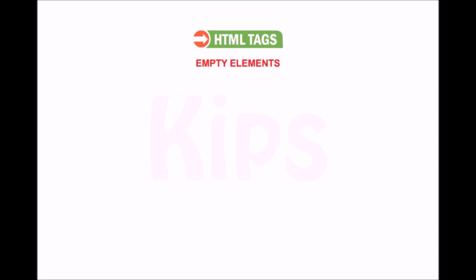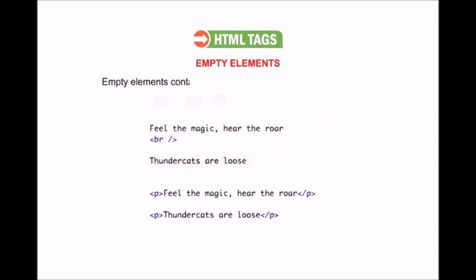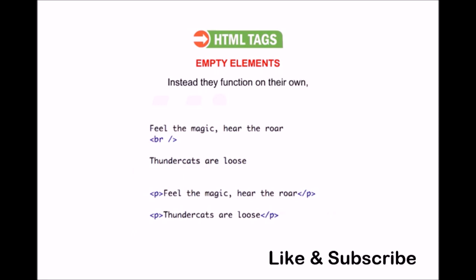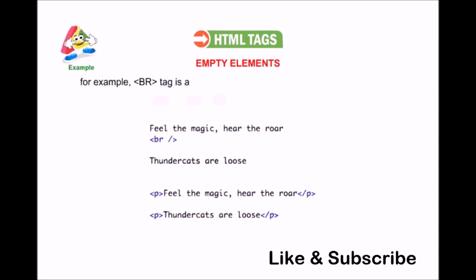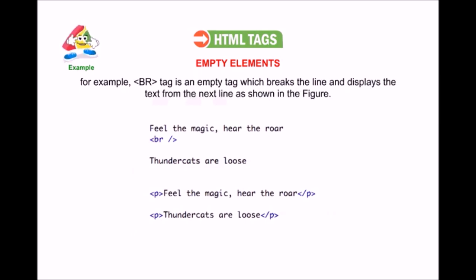Now let us talk about empty elements. Empty elements contain only on tags. They do not have off tags. These elements do not enclose any data. Instead, they function on their own. For example, the BR tag is an empty tag which breaks the line and displays the text from the next line as shown in the figure.